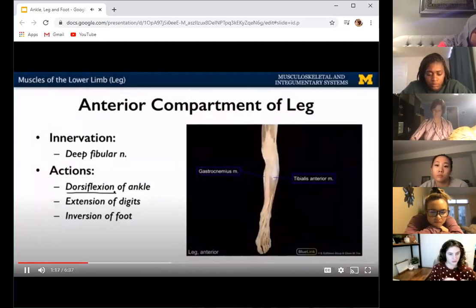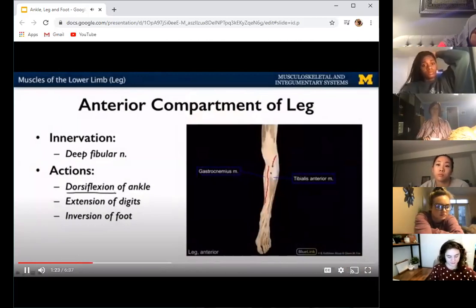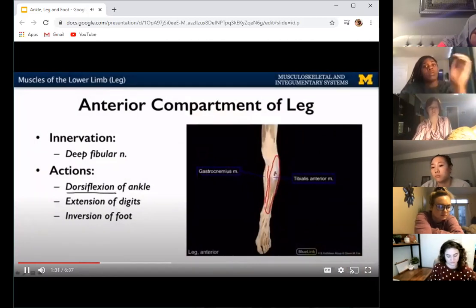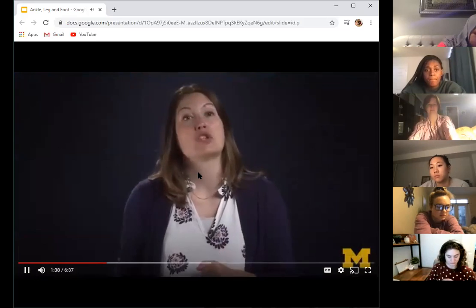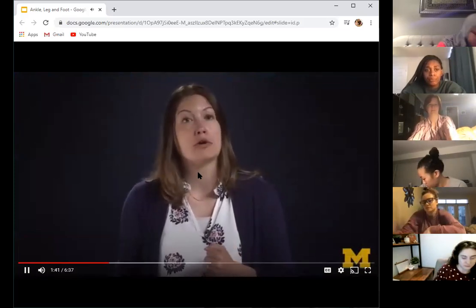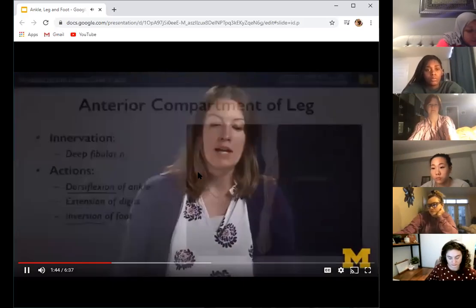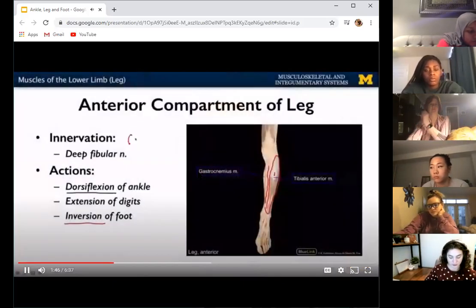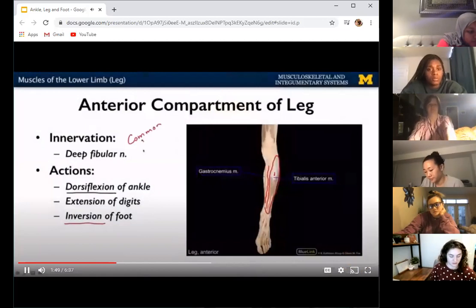So in particular, if you're looking here, here is your tibia. All of these anterior compartment muscles are going to be on the lateral side right here. And the largest one right here is your tibialis anterior. Any muscle that starts with tibialis is going to play a role in terms of inversion of the foot. All of these muscles are going to be efferently or motor innervated by the deep fibular nerve. And the deep fibular nerve is going to be a branch of your common fibular nerve. And the common fibular nerve is one of the terminal branches of your sciatic.